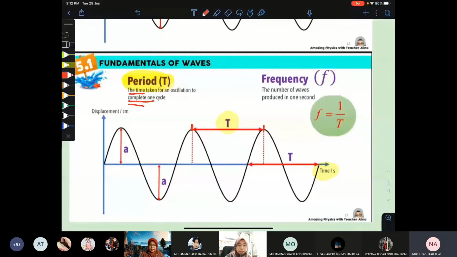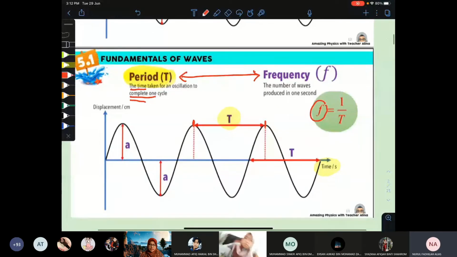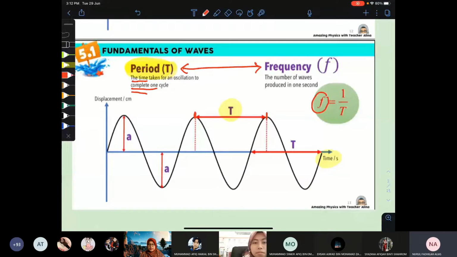Then don't confuse that one with frequency. So what's the difference between period and frequency? Sometimes this looks like, oh, it's just the same. But this is what students often confuse, especially the definition. So period is related to frequency. How is it related? This is the relationship. Frequency is 1 over period. But look at the definition. What is the difference?